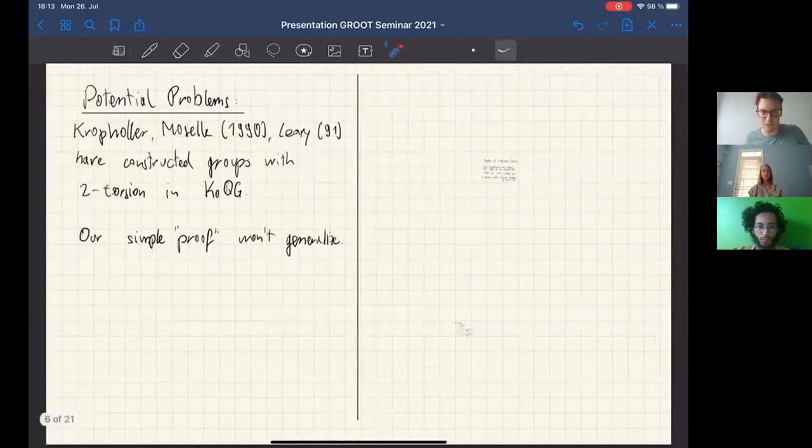Now, there are some problems. Basically, in the 90s, Kropholler, Moselle, and then one year later, Leary, constructed groups that are not too complicated to write down, but they have naturally two-torsion in K0 of the rational group ring. So we cannot use this argument that the codomain is a free group.